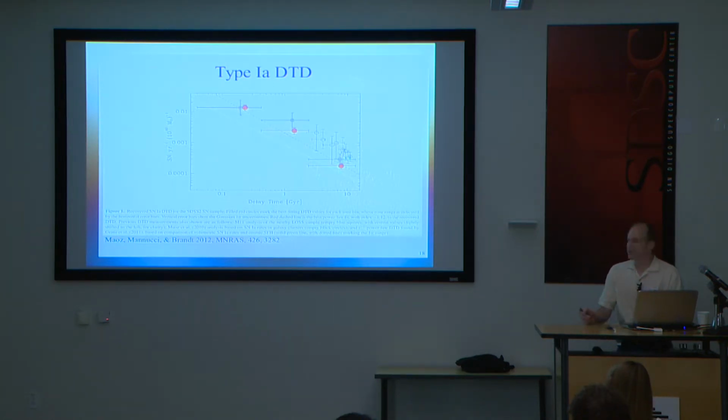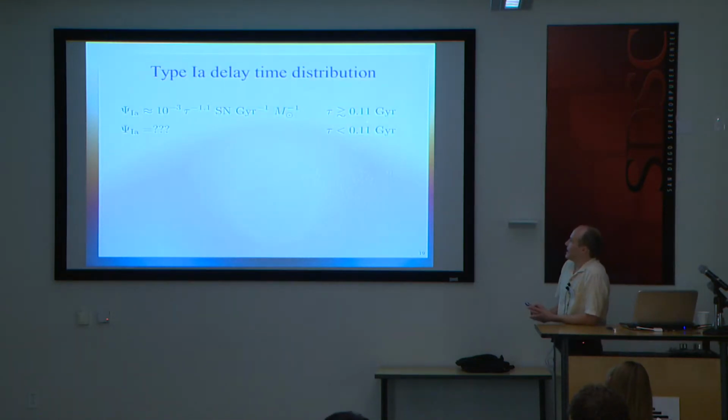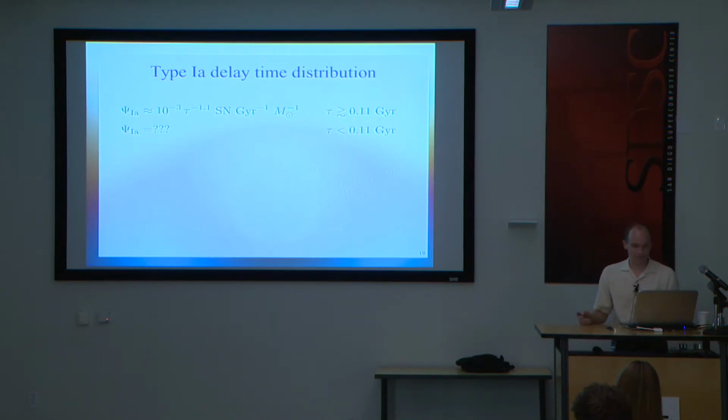So let's see what the uncertainty is between assuming that the very first type 1a supernova blows up at 100 million years versus 300 million years. The delay time distribution that Dan has found is about 10^-3 times the delay time to the -1.1. And the units are the number of supernova per gigayear per solar mass. And so let's figure out what those units mean. If I form 1,000,000 solar masses of stars, then what's going to happen is I get 10^6 times 10^-3. In a gigayear, I'm going to get 1,000 supernova, and they're going to be distributed according to this power law, tau to the -1.1. That's for a delay time greater than 0.11 gigayears.